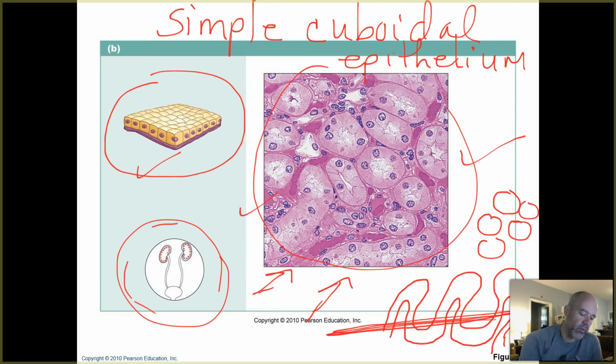So everywhere here where you see a dark purple spot, that's actually a nucleus inside those cells. And the individual cells, if you look closely, you can see borders between individual cells, and they do more or less have a cube shape to them. So that's why that's called a simple cuboidal epithelium.